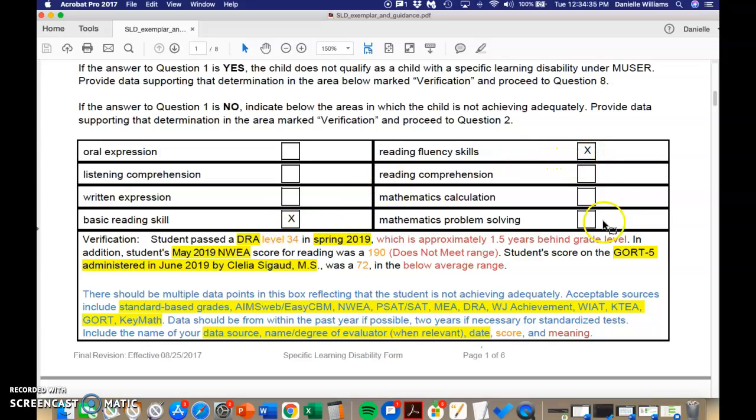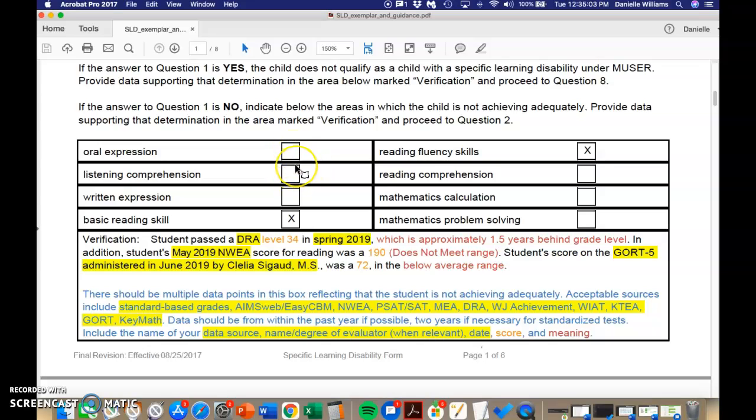It's worth noting you're only going to check boxes in which you have verification. So if you happen to suspect or know, because you have the student in your class, that oral expression or listening comprehension are issues, but they are not issues that were explicitly tested during this particular evaluation, you're not going to check those boxes.